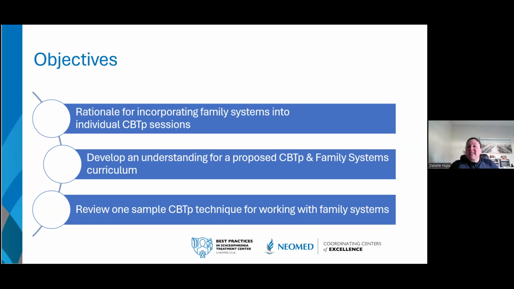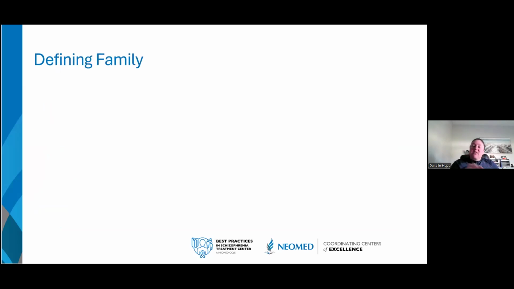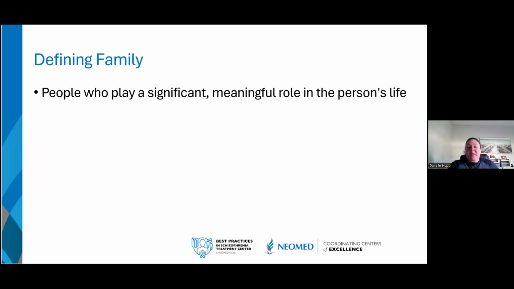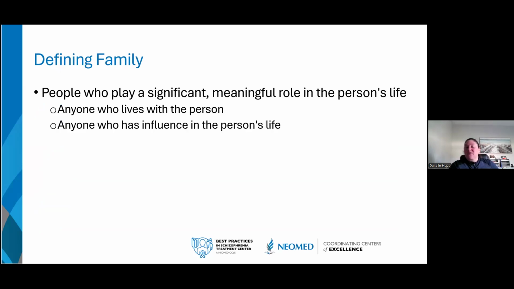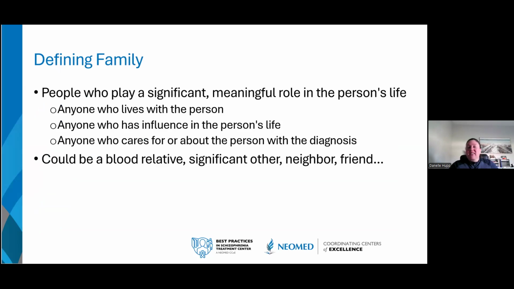And then we're going to look at one sample technique from a CBTp provider's perspective with integrating family work. So defining family, I think, is the most important place to start. People have all different ideas when they think about the word family and what comes to mind. So when we use the word family within this context, we really mean a very broad and inclusive definition. It could be a blood relative, could be a significant other, a neighbor, a friend. It's anybody who really plays a meaningful and significant role in that individual participant's life.